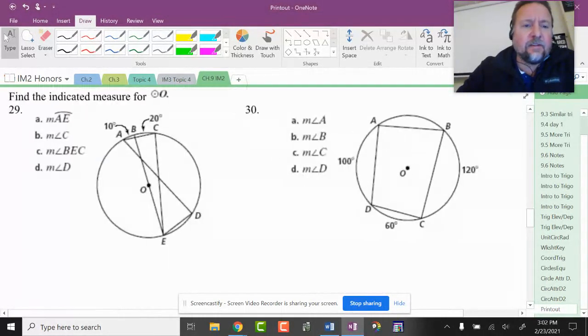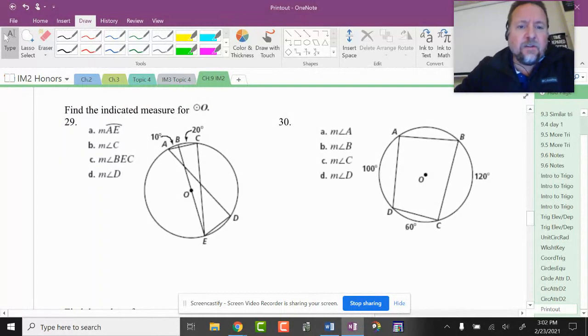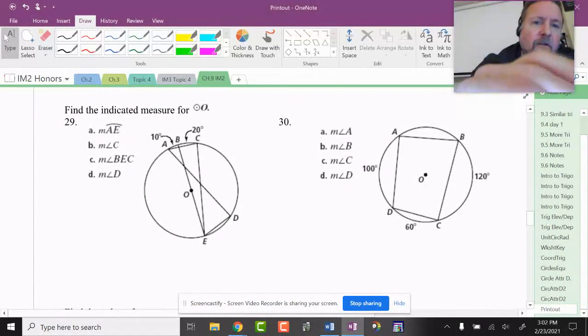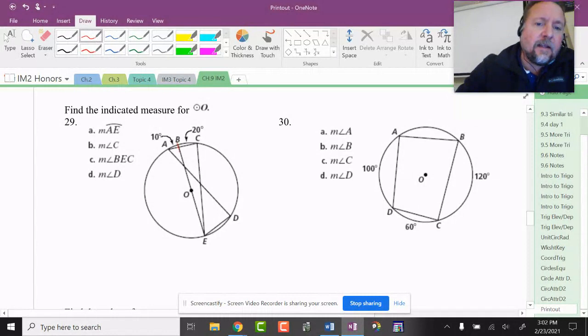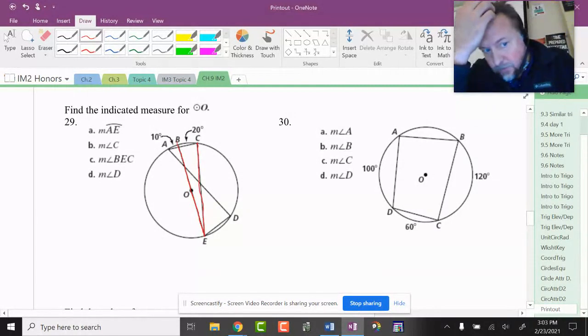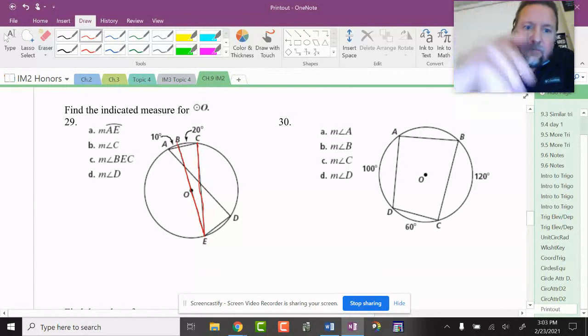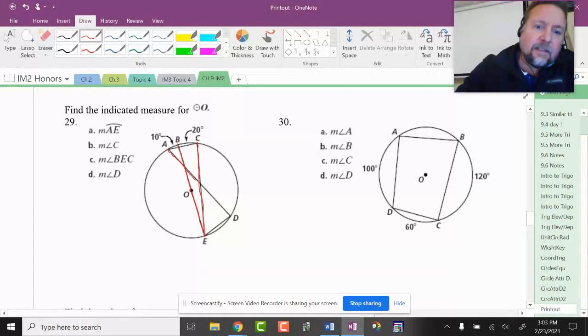Let's see if there's anything else. I think this is kind of challenging. I think you should be able to do it if you just really focus that this is a diameter and that cuts the circle in half. Then you can find those arc measures and corresponding angle measures. What is angle B to E to C? You should be able to answer that one right off the bat, what that measure is. Angle D is a little bit tougher. You've got to do a little work to find angle D.